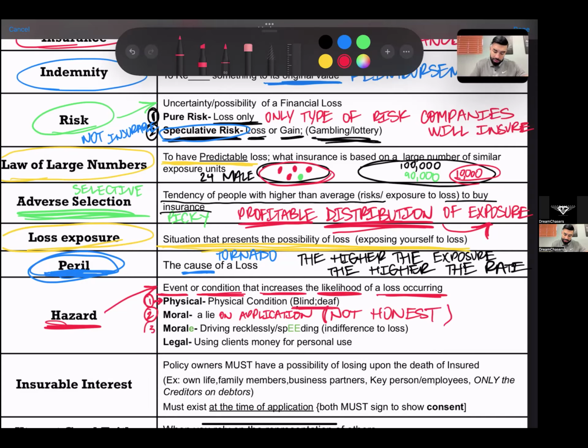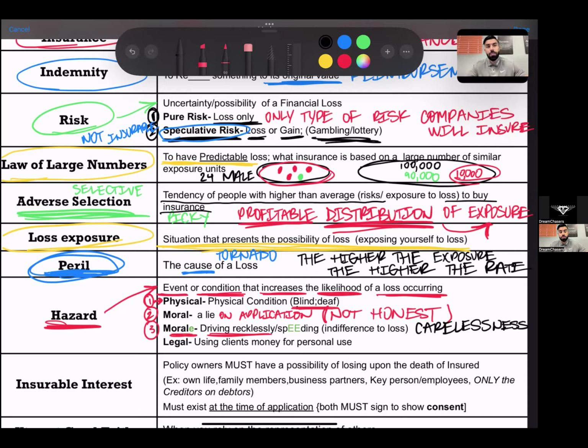Number three is a morale hazard, morale with an E at the end. An example of this would be driving recklessly. So a morale hazard is driving recklessly. In other words, it is carelessness. And this you might see on the test. Carelessness is what a morale hazard is.